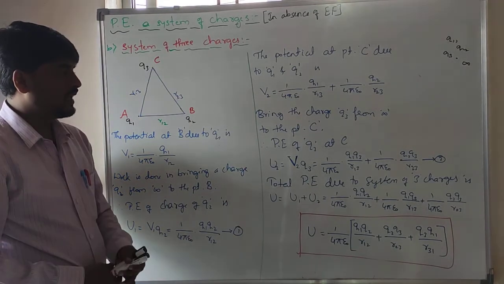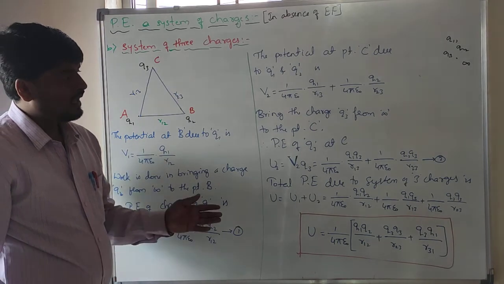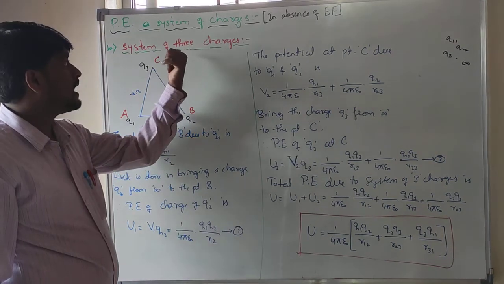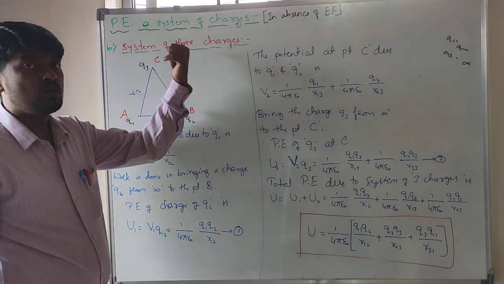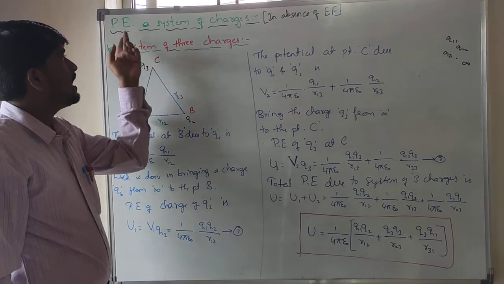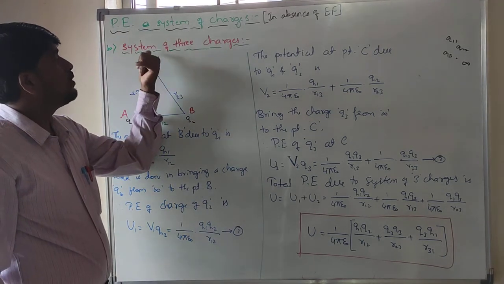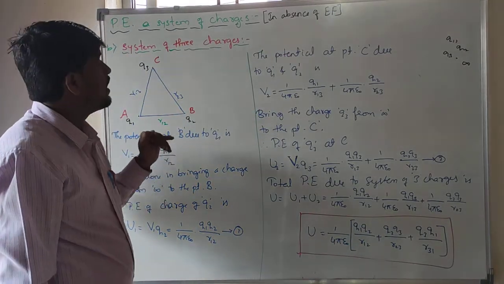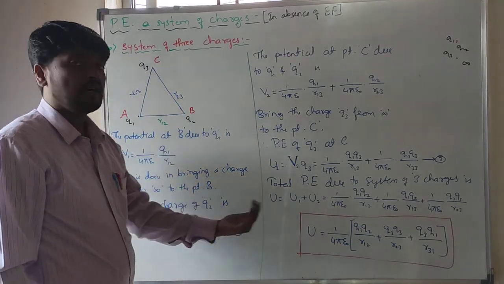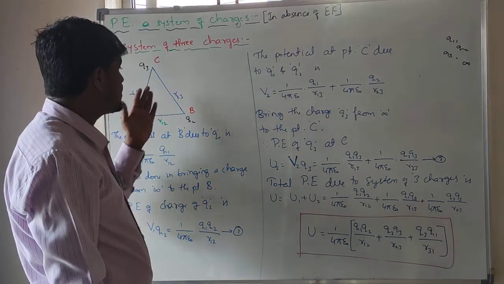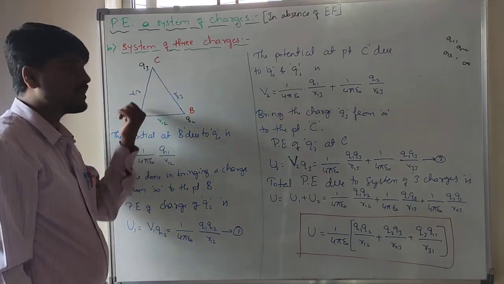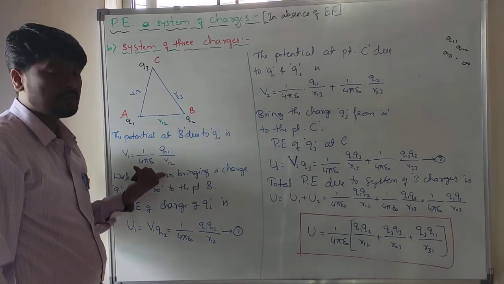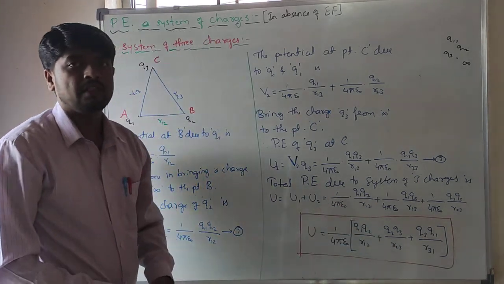So friends, in the examination, they concentrate on two charges. If they want to ask for a theoretical concept, they will go with a system of two charges. That is, derive an expression for potential energy due to a system of two charges in absence of an electric field, this one you have to write. Or else they give a numerical problem, where three charges are at the corners of a triangle ABC, then calculate the total potential energy. Just use this formula and arrive at the answer.